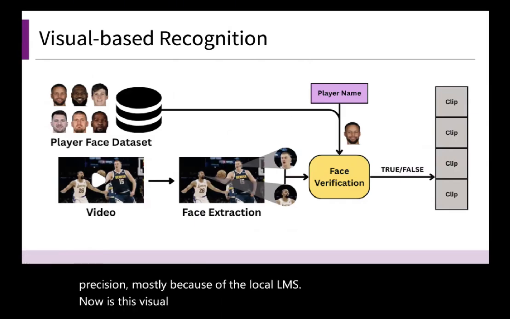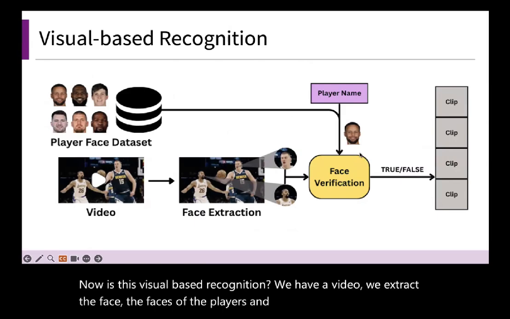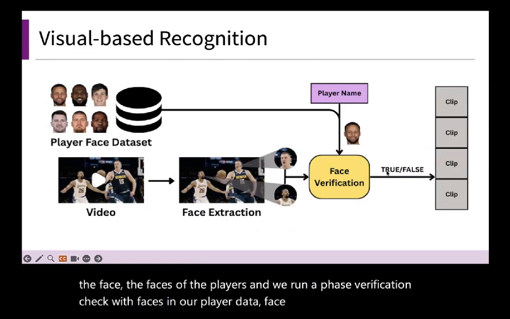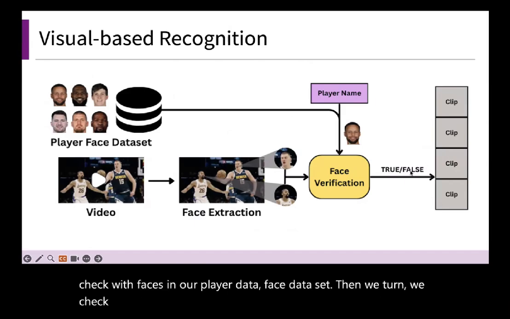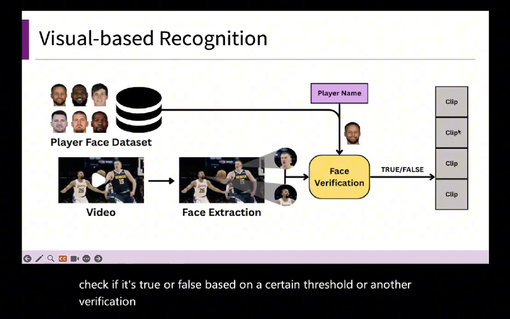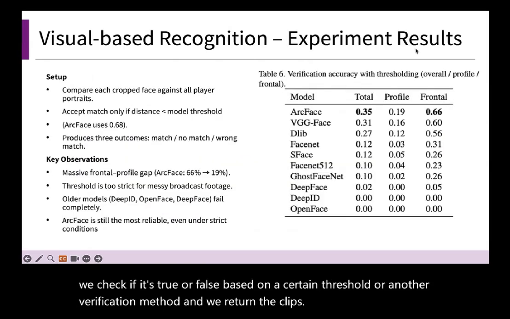Now is the visual-based recognition. We have a video, we extract the faces of the players, and we run a face verification check with the faces in our player face data set. Then we check if it's true or false based on a certain threshold or another verification method, and we return the clips.